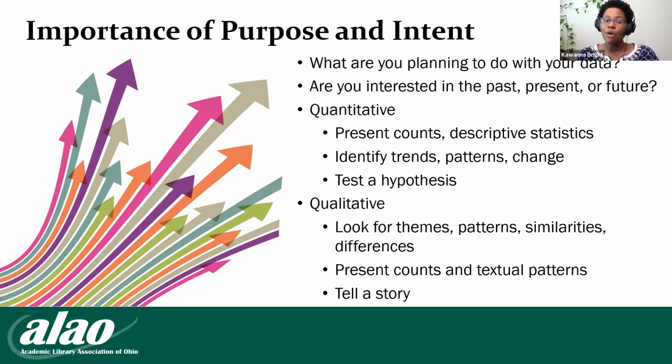Qualitative, you might be looking for a theme or a pattern. You might be checking to see what's similar or what's different in how people respond to things. You can actually present counts as well in qualitative, so you can actually go through and count the number of times something was said or something was done. But usually you're looking for textual patterns. And a lot of times, if your entire goal is to tell a story about something, you usually want qualitative data.